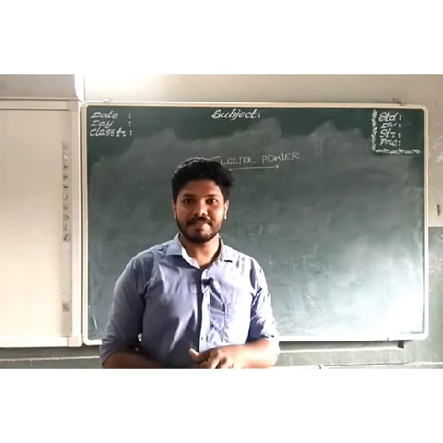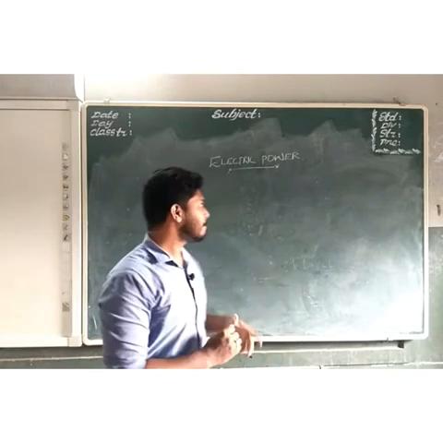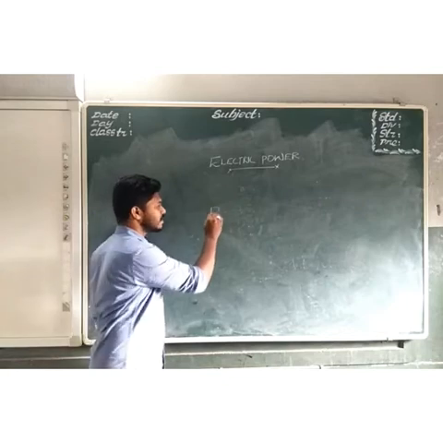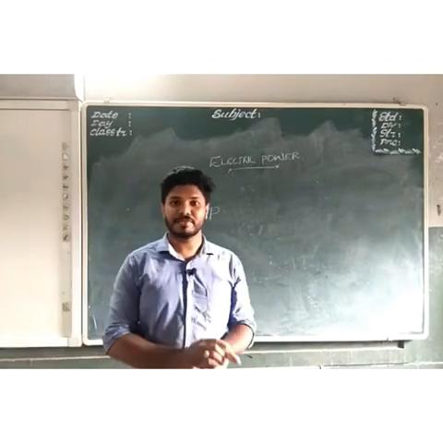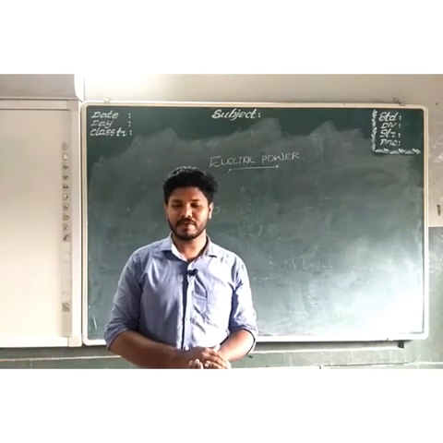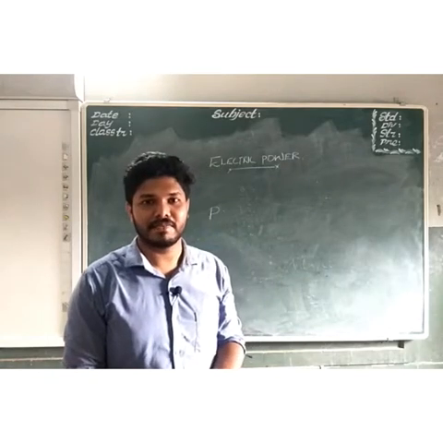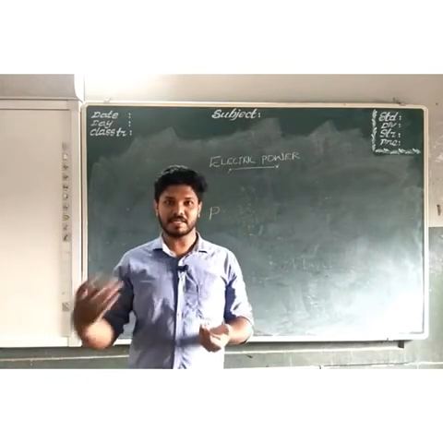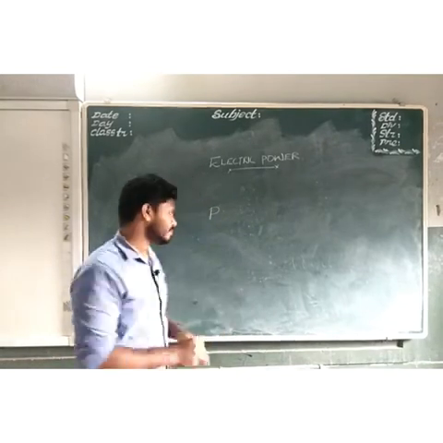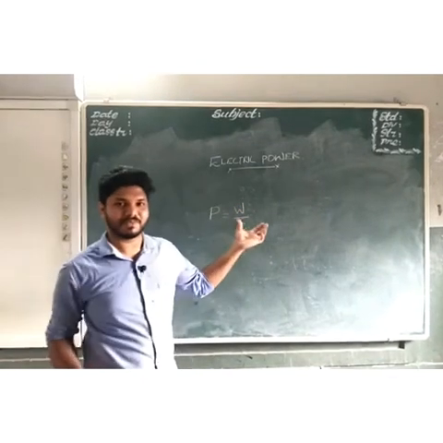The rate at which the work is done in an electric circuit is defined as the electric power of a circuit. That is, electric power is the rate at which work is done in an electric circuit. How can we compare this work done? I already told you that whenever we see the term "the rate at which," we are comparing that physical quantity to the time taken.